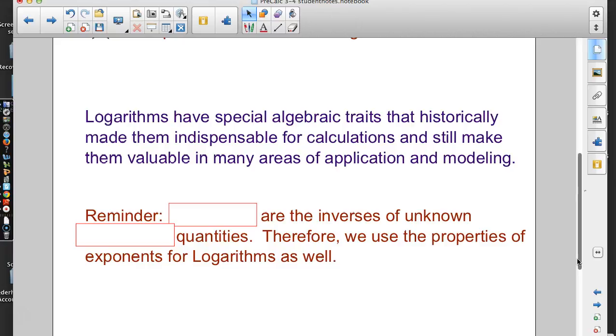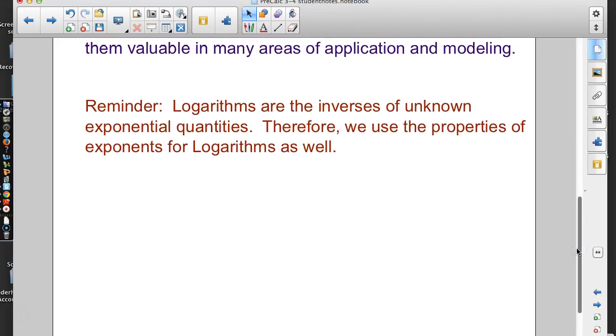What does indispensable mean? We can't do without it. Reminder, logarithms are the inverses of unknown exponential quantities. And whatever we do in math, we have to be able to undo. It's always a forwards and backwards process. In fact, if it doesn't work that way, then basically it doesn't get used. Math is one of those things where we always want to make sure if we can do it, at some point we can undo it. So therefore, we use the properties of exponents for logarithms as well. So what does that mean to us? It means this.